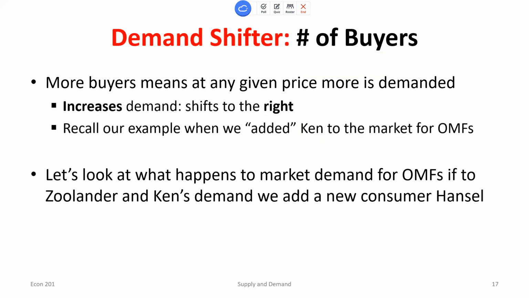Another thing I want to think about here. We could add another person, right? Han's so hot right now. We add him in. Also, if you haven't seen Zoolander, these references are probably just going over your head. But if you add a third person, well, now market demand is even higher.